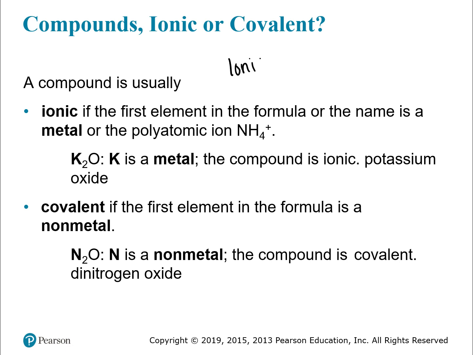Just shorten it up. Ionic, you've got metal or NH4 plus first. Covalent, nonmetal. So you don't see any metals in a covalent compound.